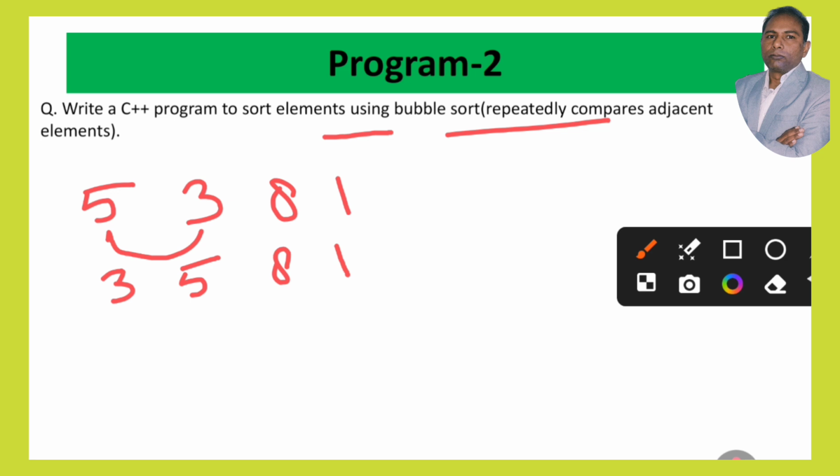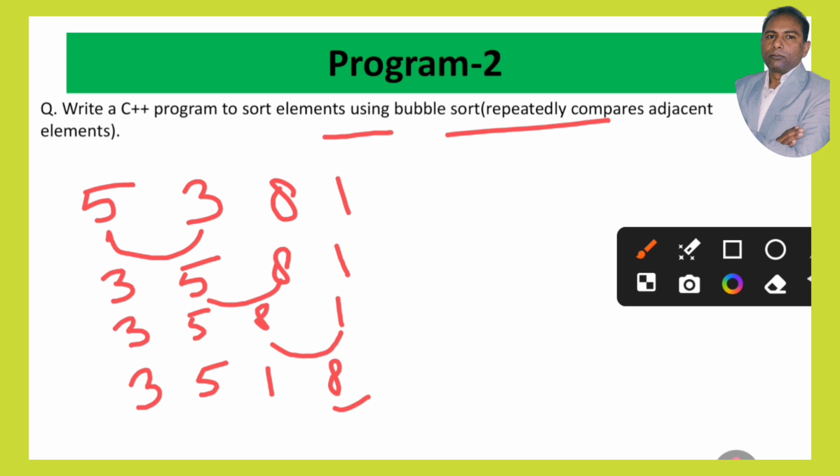Next we will compare 5 and 8. If 5 is lesser, then there is no need to exchange the elements. Otherwise we have to exchange the elements. In this comparison the order stays the same. Next we will compare 8 and 1. If the last element 1 is lesser, then we will exchange the elements. So we will have the answer 1, 8 at the end. So the highest element will be at the end.